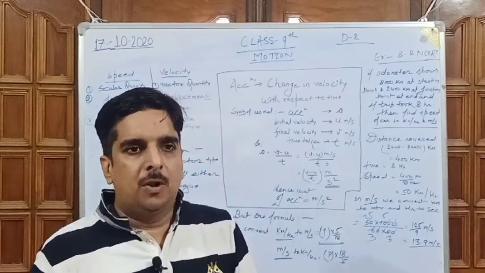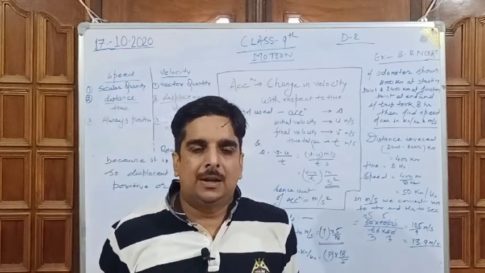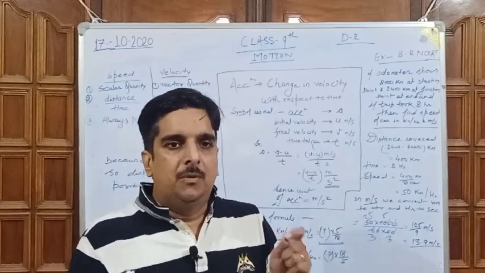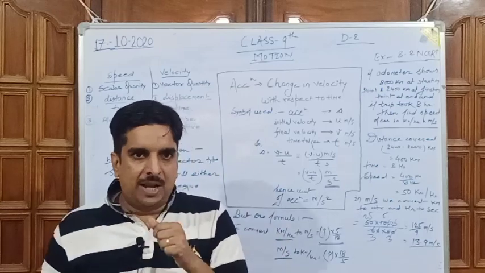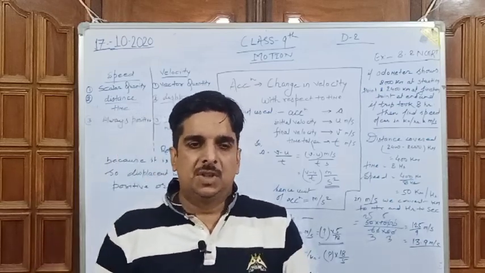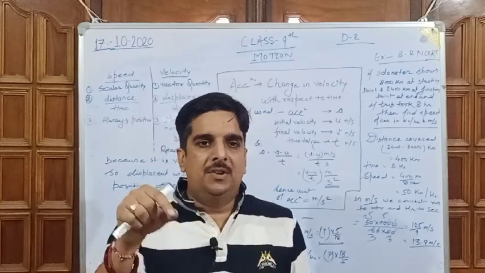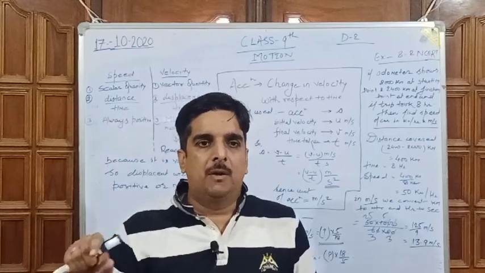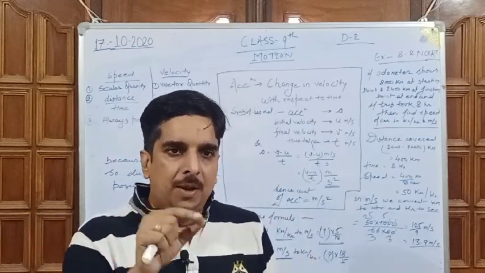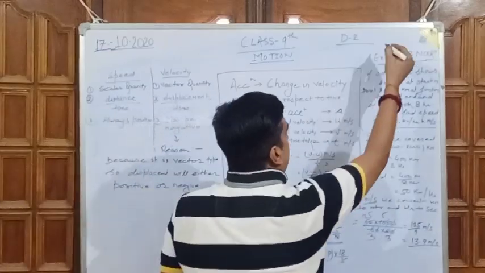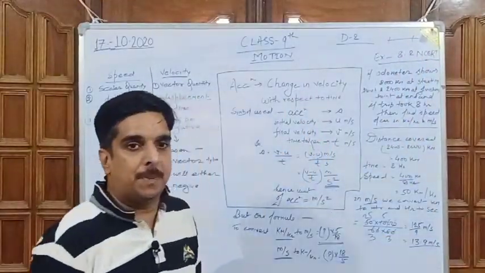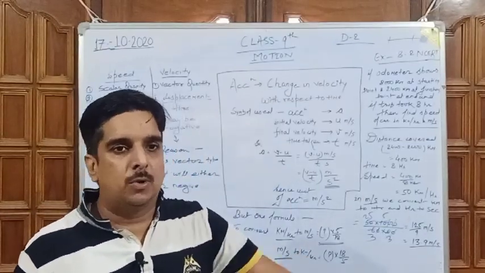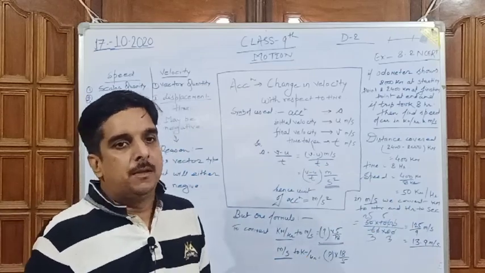On that day I also told you that the unit of speed and velocity is the same. For calculating speed, we calculate the total traveled distance divided by the total time taken. In velocity, we count the displacement from one place to another place. It means the distance between the final position and initial position divided by total time taken is known as velocity.